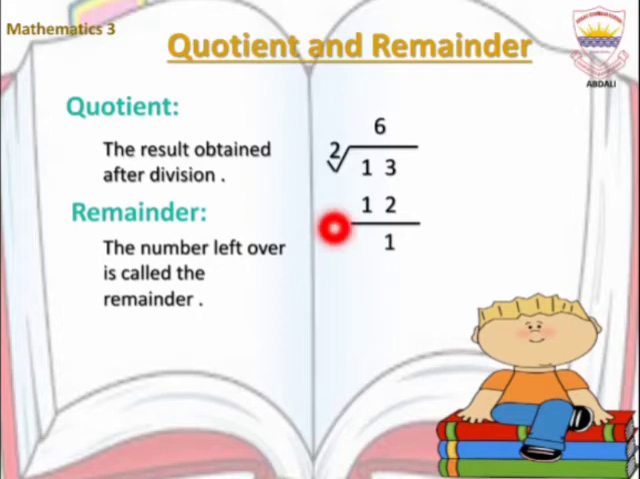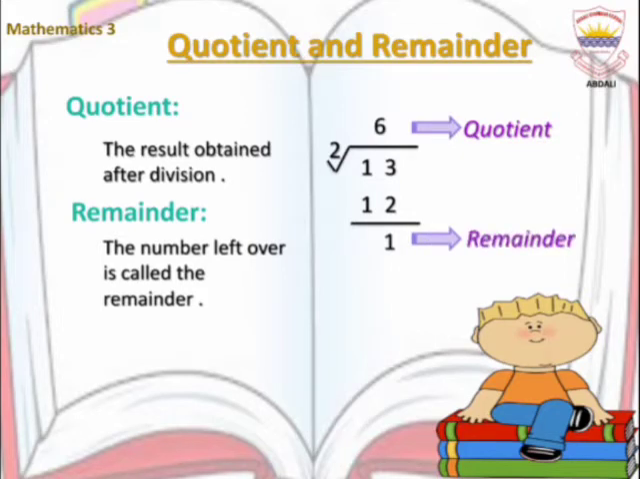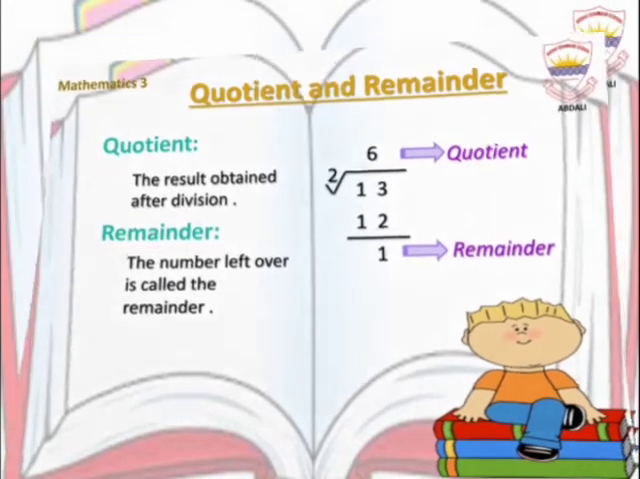Student, here we divide 13 by 2. 2 6s are 12. We write 12 under 13. When we subtract 12 from 13, we get 1. Student, 6 is our quotient and 1 is our remainder.